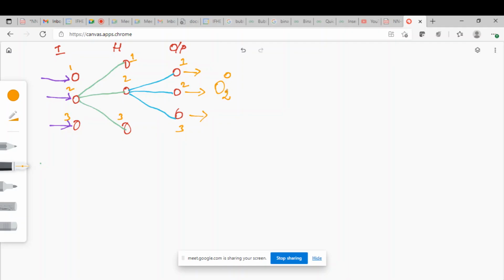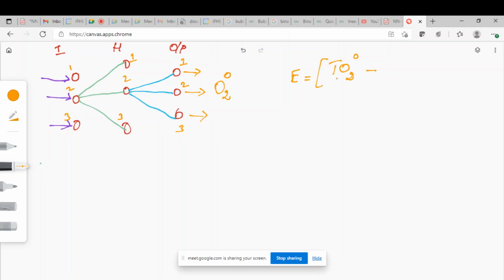Now for this output we have to calculate the error. For back propagation, all these things are required. So error, we can define something like this: E is equal to the target output minus the observed output. This is the observed output. Target output is the true output. Let me call it TO, the target output of the second neuron of the output layer. It is what it should be.